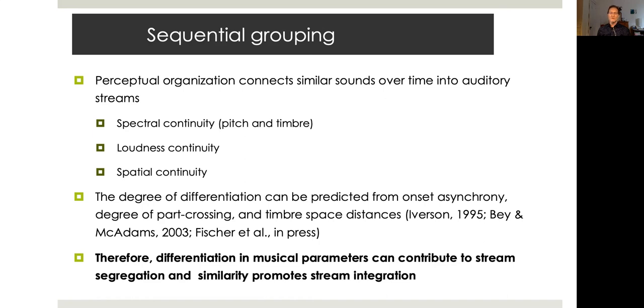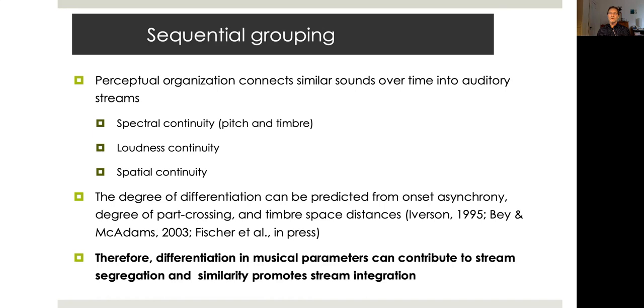So the important point here is that a differentiation in musical parameters can contribute to stream segregation, whereas similarity promotes stream integration. Note that in all of the blend examples I presented, the sequences form integrated streams because either the instrumentation stays constant or evolves very slowly and smoothly. We distinguish the vertical blending, which does depend on maintenance of relations over time, from the horizontal process of connecting events to one another over time in stream integration.